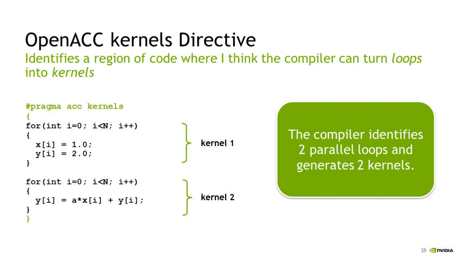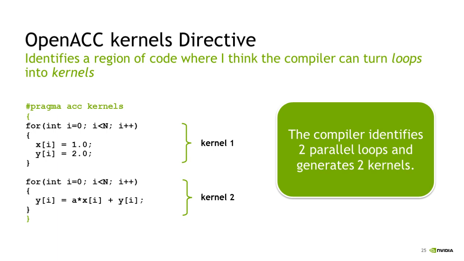In the first lecture, I talked very briefly about the OpenACC kernels directive, and I said that this identifies a region of code that can turn loops into kernels. If you're not familiar with GPU programming at all, that statement might not have made a lot of sense. So I want to go into a lot more detail here to explain what I mean by loops and kernels. Before I do that, I will show the syntax.